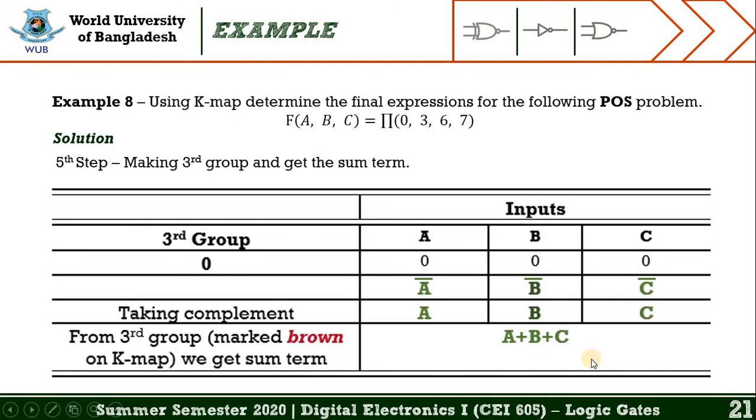And here we have another group, which is the third group, and it consists only of 0, which is 0, 0, 0. We can write A bar, B bar and C bar just like the other groups, and we need to take the complement, which is A, B, C, and we can write A or B or C.